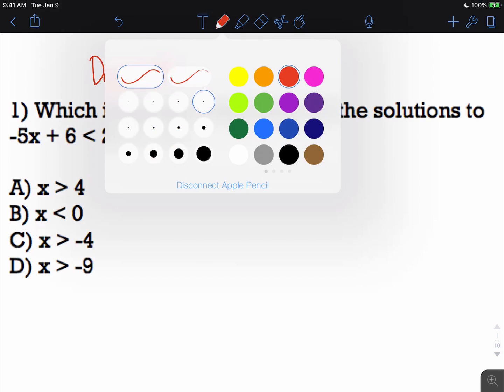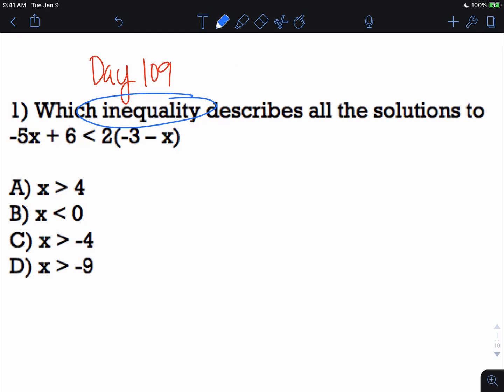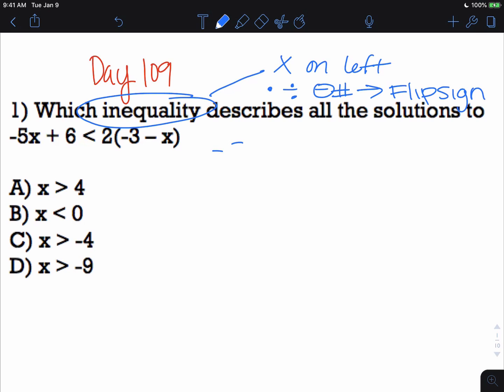So whenever I see inequalities, the things that I think are, I want x on the left, and if I multiply or divide by a negative number, I gotta flip my sign. So let me go ahead and rewrite this. That's a lot going on there.